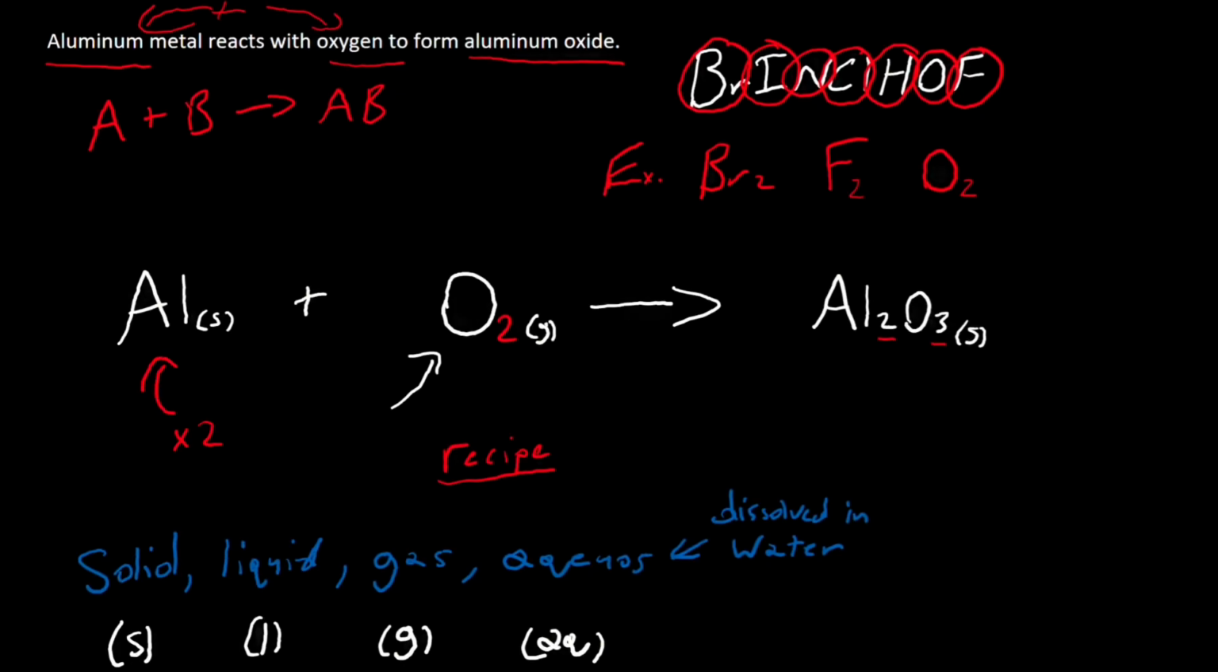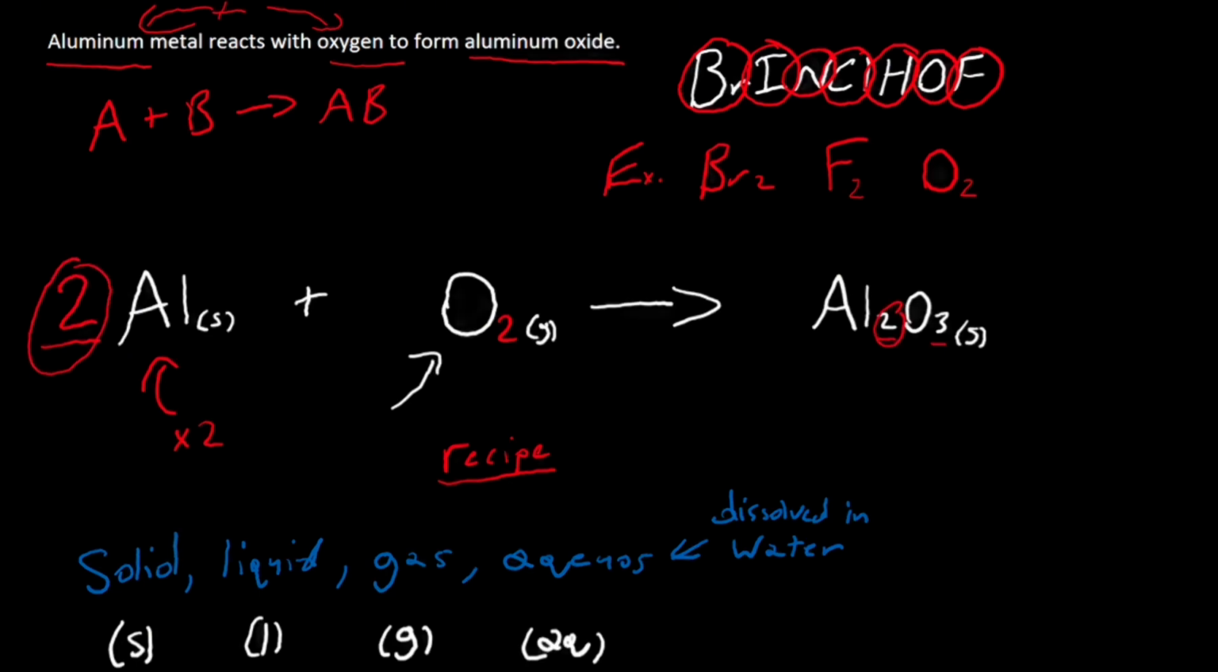How would we do that? Will we add the 2 as a subscript? This is actually incorrect. We never change the subscript of a compound, but we can, however, put a coefficient in front of the chemical symbol. So simply, we can just put a 2 in front of this aluminum, showing that we have 2 on the left side and 2 on the right side.